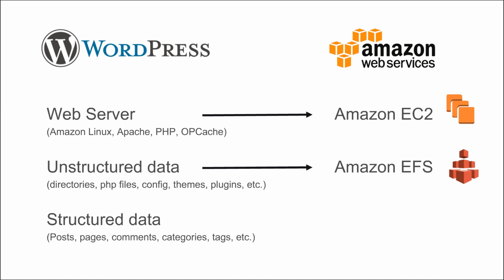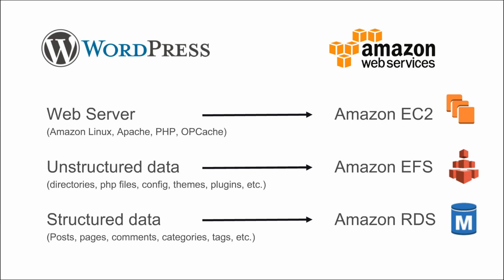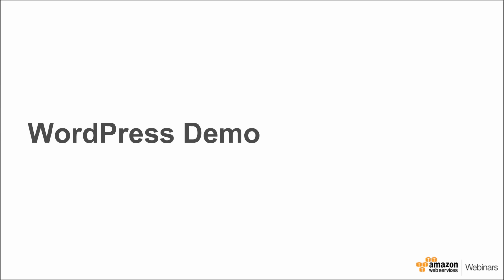And on the structured data side, this data actually sits in a database. So again, it needs to be accessed from all the EC2 instances, so we recommend leveraging a managed database service like Amazon RDS. So now that we know what this architecture looks like, let's go ahead and do a quick demo.